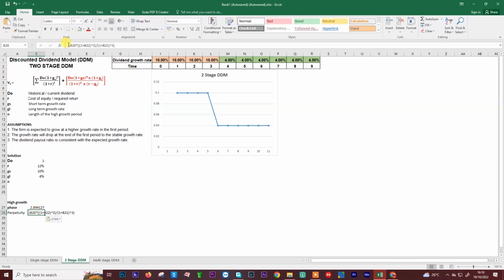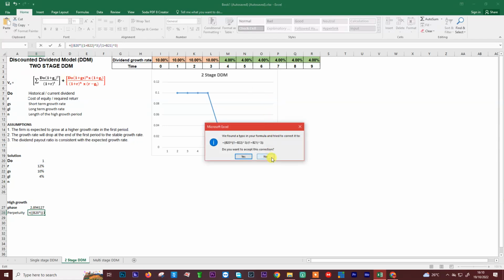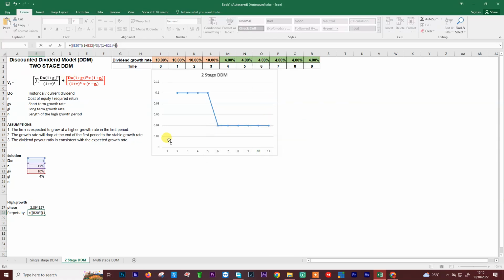So it's going to be plus. We open the brackets. So we've just repeated this part over here, all over 1 plus R, power 3. So for simplicity's sake, let me just do it like this. So the perpetuity will be that, and then I cut this part over here, cut.